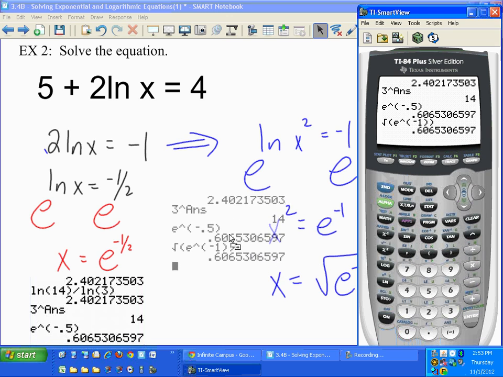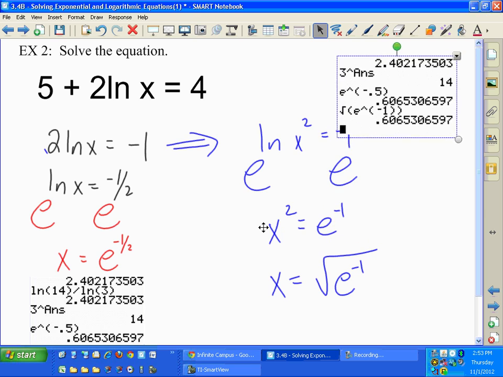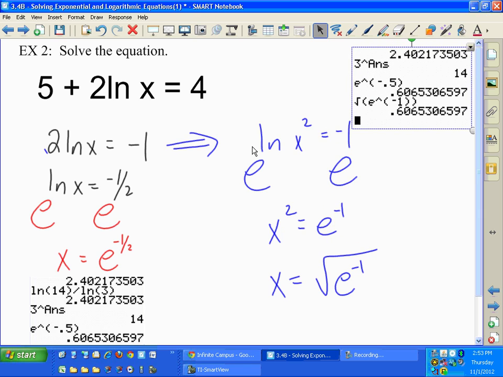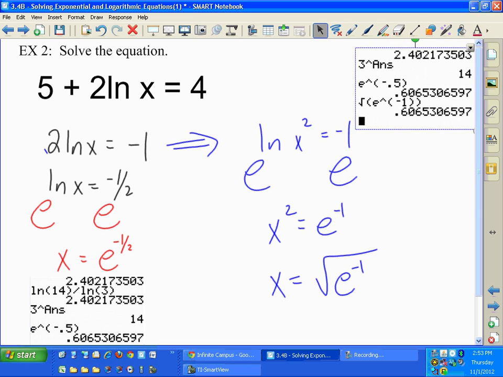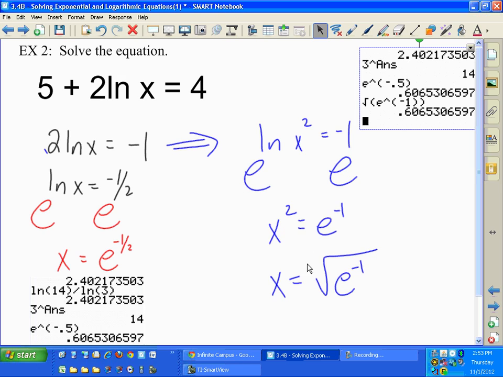So the moral of this story is it doesn't matter exactly how you solve these. It's just an algebra problem, and it depends on how you see it. You should get to the same answer, but again, we are looking at solving equations.